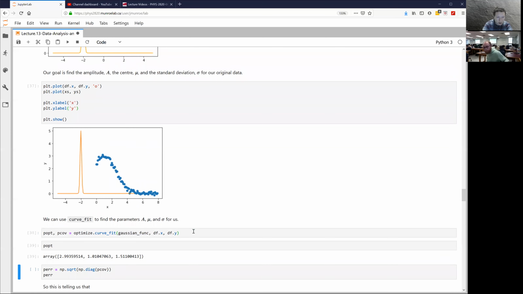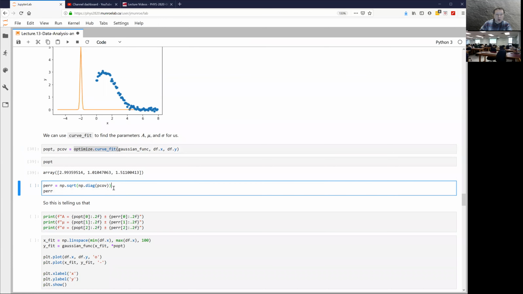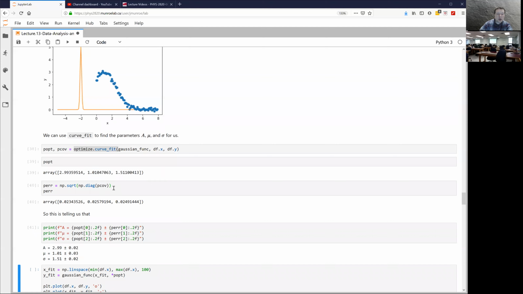So if I do that, I get the following coefficients. An amplitude of something just a little bit shy of 3. That makes sense. The mean is at 1. That makes sense. And a standard deviation of 1.5. Again, if we use this function or any other function that gives you a covariance matrix, then you can also calculate what the errors are. So we can say that within one standard deviation, these are the estimates of those parameters.